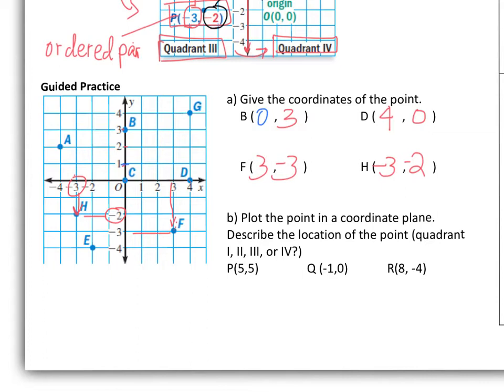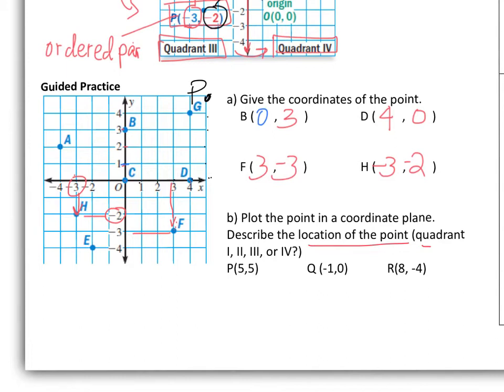Part B, plot the points in a coordinate plane. Describe the location of the point. When you're being asked to describe the location of the point, you have to write quadrant 1, 2, 3, or 4. So I'm going to use black here and plot these 3 points. 5, 5. 1, 2, 3, 4, 5. And then move 5 units up. 1, 2, 3, 4, 5. So point P will be here.